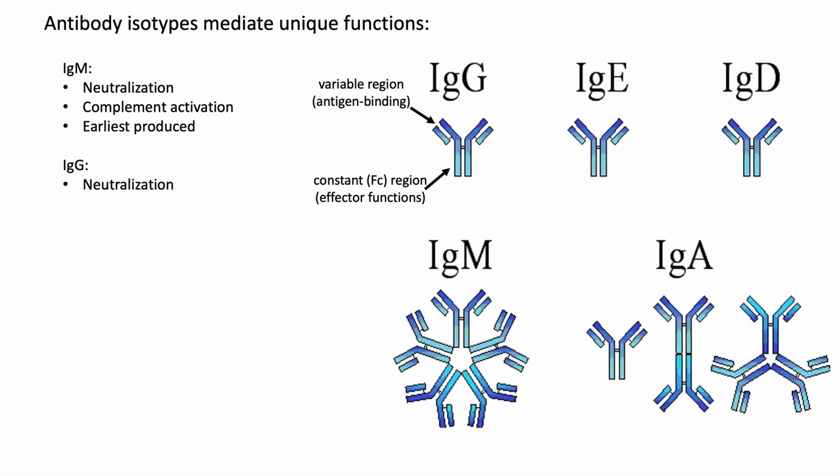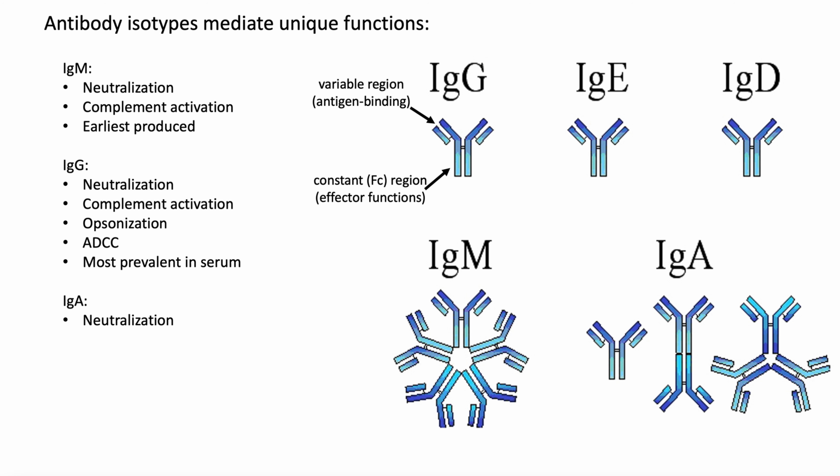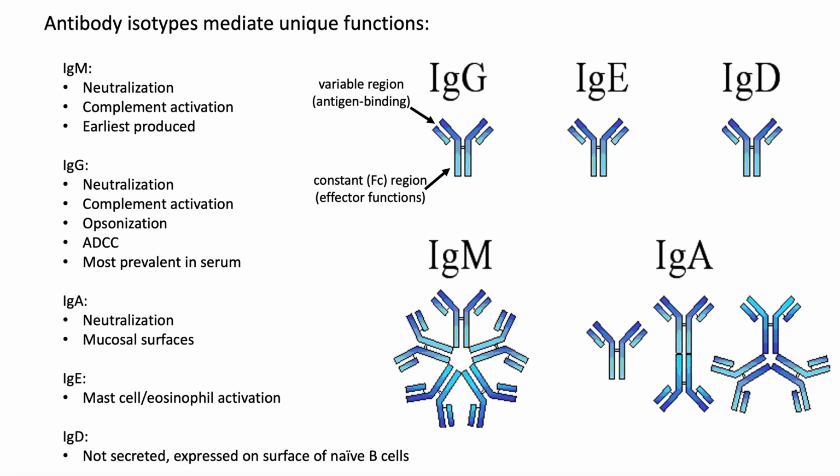IgG antibodies, also good at neutralizing, are also good at complement activation. Additionally, IgG antibodies are good at opsonizing pathogens to enhance phagocytosis, and they can induce a process that we'll talk about in a minute called antibody-dependent cell-mediated cytotoxicity. And these are the antibodies that are most prevalent in serum. IgA antibodies are good at neutralizing, and these are present in mucosal surfaces. IgE antibodies are specialized in the activation of mast cells and eosinophils. And IgD antibodies aren't secreted at particularly high levels and are really only expressed on the surface of naive B cells.